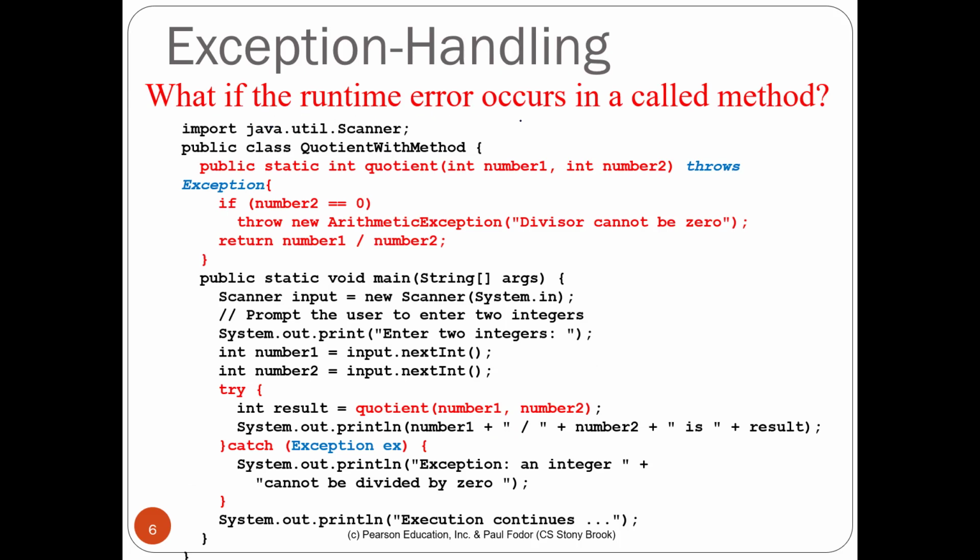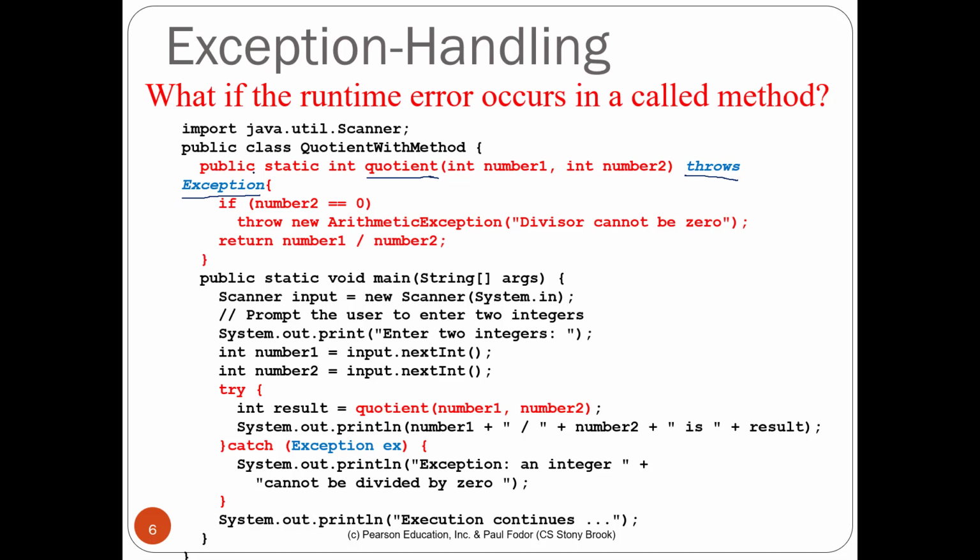What if the runtime error occurs in a called method, right? So what is the called method? Here the name is different. It is quotient. If you have an exception in the quotient, then what will happen? Ideally, whenever you suspect that a called method can have an exception, you need to declare the called method appropriately. You should have this refined method header that conveys the information that this method can throw an exception, right?